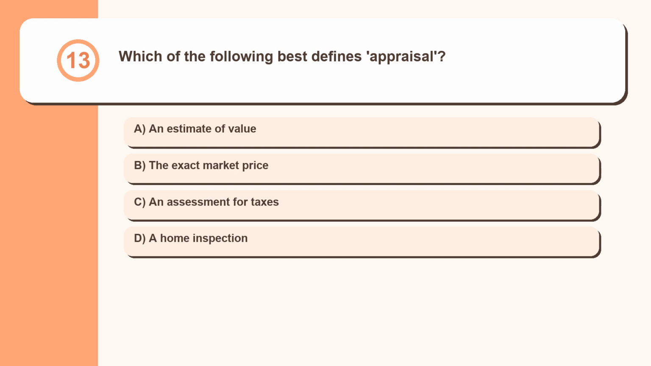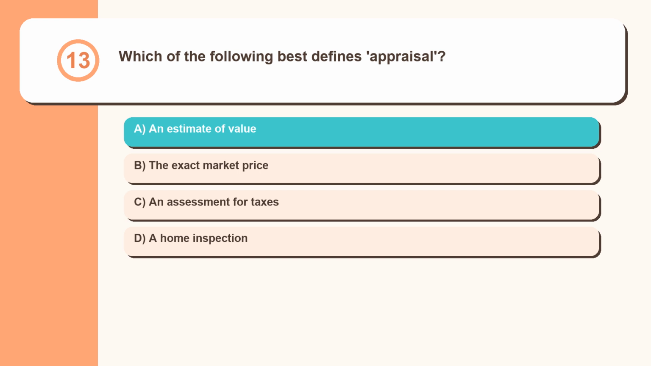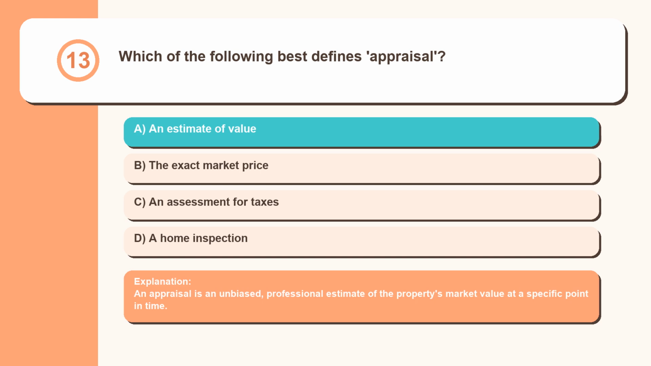Question 13. Which of the following best defines appraisal? An estimate of value, the exact market price, an assessment for taxes, a home inspection. An appraisal is an unbiased, professional estimate of the property's market value at a specific point in time.